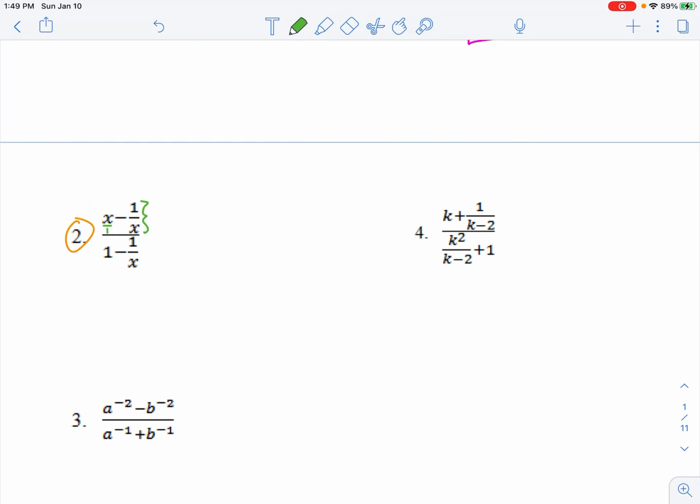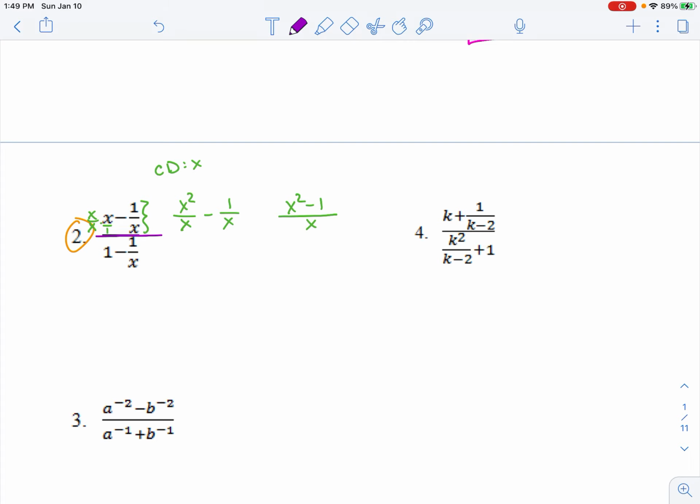So let's take a look at this one. Here in the numerator, I have x over 1 minus 1 over x. My common denominator here is going to be an x, so I need to multiply by x over x here. That means I'm going to have x squared over x minus 1 over x. And so when I combine those, I have x squared minus 1 all over x. I'll leave it like that for now. We probably are going to want to factor after.